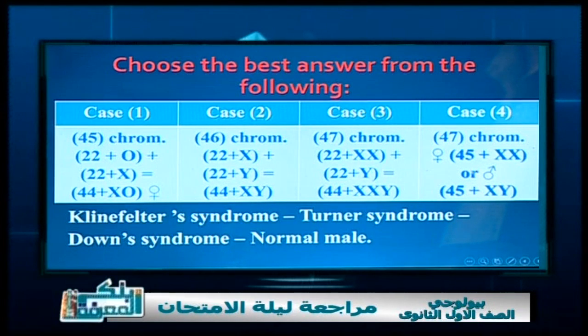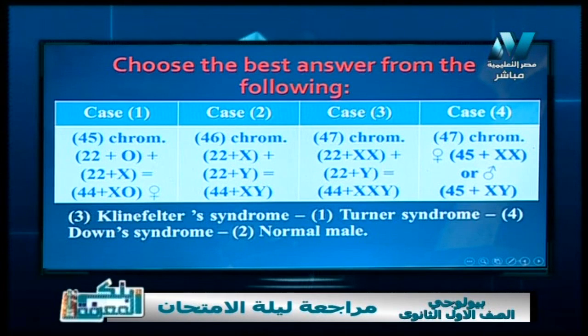So we have to match which of these cases can be. One of them is Klinefelter syndrome, the other one could be Turner syndrome or Down syndrome or normal male. So which case is number 1, which case is number 2, 3 or 4? Yes, let's have this answer.